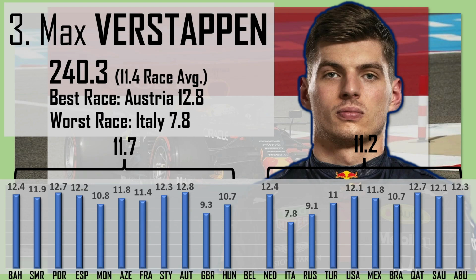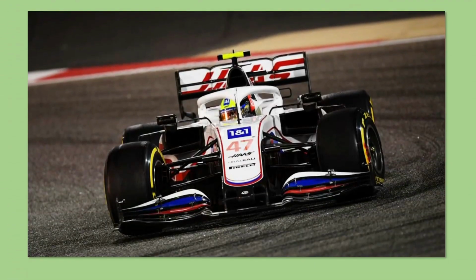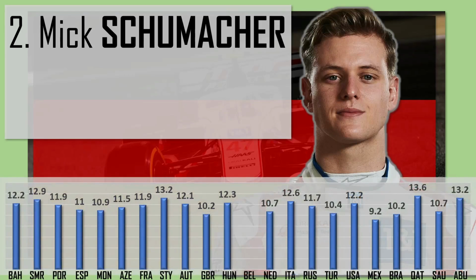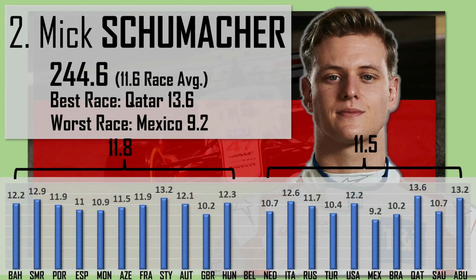And so we move into our top 2, just 2 drivers left to look at. And in P2, it is Mick Schumacher in the Haas. He had a season's total of 244.6, an 11.6 race average, with a best race result of Qatar scoring 13.6 and a worst race result of Mexico scoring 9.2. And again, Schumacher, much like Verstappen and a few drivers before, had a slightly better first half to the year compared to the second half.